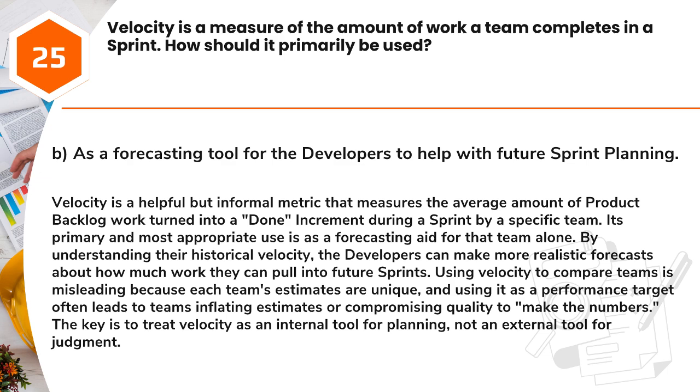By understanding their historical velocity, the developers can make more realistic forecasts about how much work they can pull into future sprints. Using velocity to compare teams is misleading because each team's estimates are unique, and using it as a performance target often leads to teams inflating estimates or compromising quality to make the numbers. The key is to treat velocity as an internal tool for planning, not an external tool for judgment.